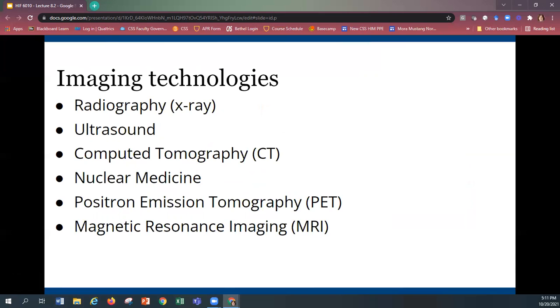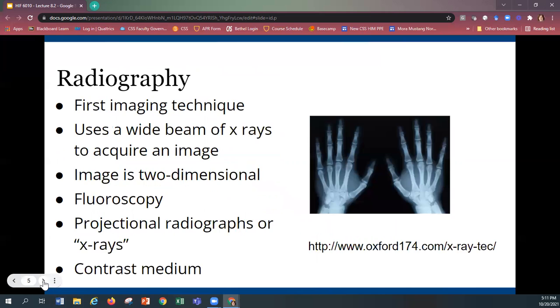The most common of these is radiography or the X-ray. Others include ultrasound, computed tomography, nuclear medicine, positron emission tomography or PET scans, and magnetic resonance imaging or MRI. So let's briefly explore a few of the more common imaging techniques.